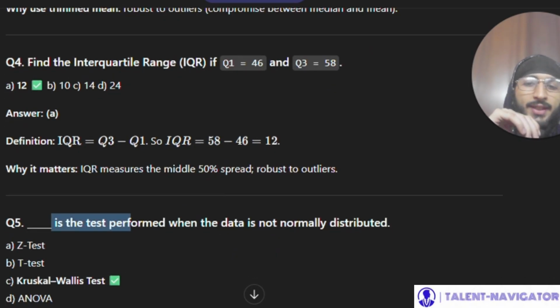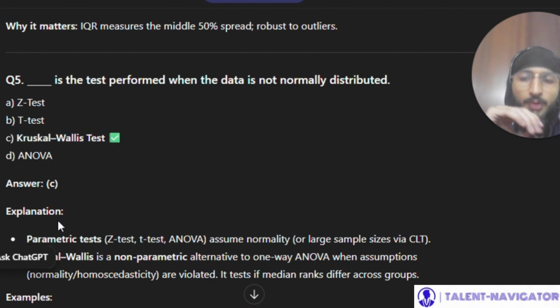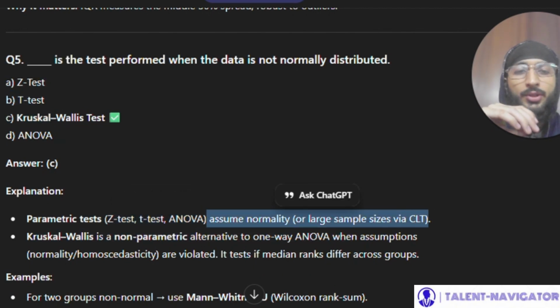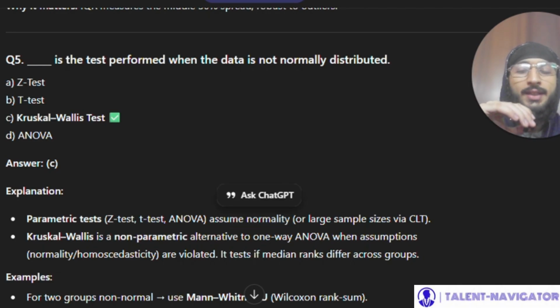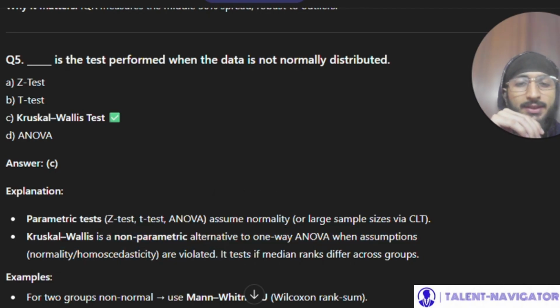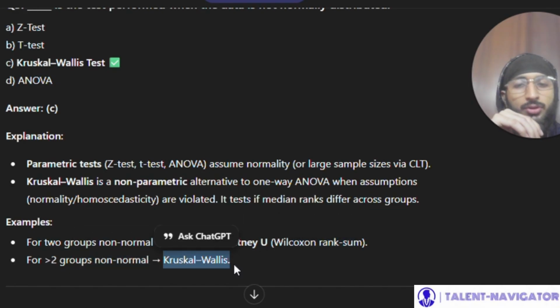Now, which test is performed when the data is not normally distributed? The answer is the Kruskal-Wallis test. Parametric tests like the Z-test, T-test, and ANOVA, all the other options, assume normality or large sample sizes via the central limit theorem, so they are using the normal distribution. But the Kruskal-Wallis test is a non-parametric alternative to one-way ANOVA when assumptions, that is normality and homoscedasticity, are violated. It tests if median ranks differ across groups. For two non-normal groups, use Mann-Whitney U or Wilcoxon rank sum. For more than two non-normal groups, use Kruskal-Wallis.